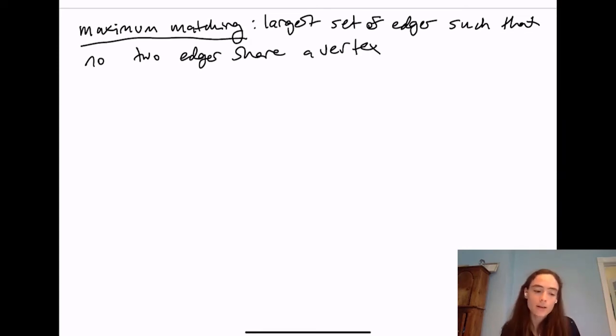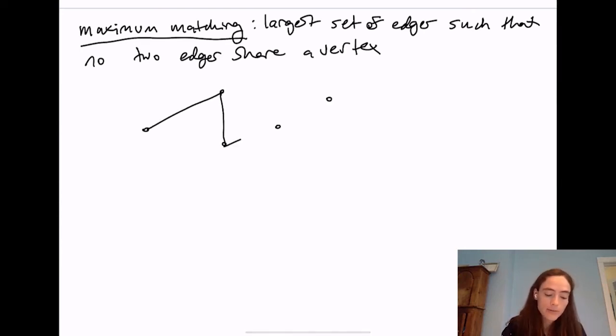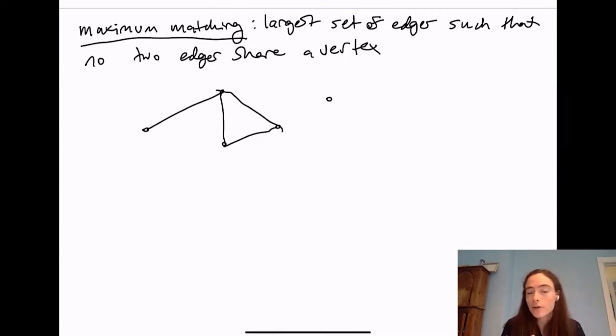So what a matching is doing is essentially dividing a graph into pairs. So you have all your items in your graph, all your vertices, and you just want to get sets of pairs of vertices that are connected by an edge.